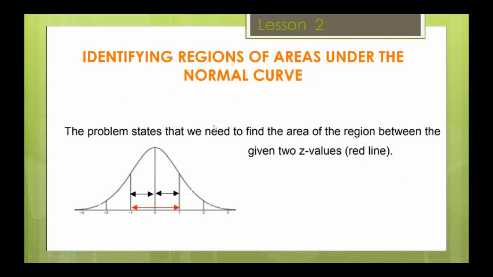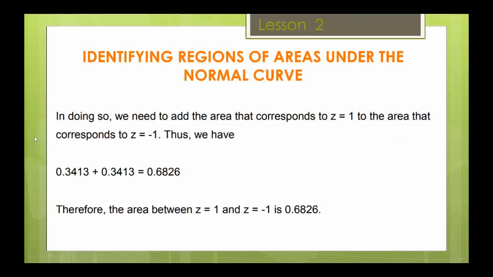Okay, so the problem states that we need to find the area of the region between the given two values: z is equal to negative 1 and z is equal to positive 1. So from negative 1 to positive 1, that is our area. Since the values are the same, it is 0.3413 plus 0.3413, for z is equal to negative 1 and z is equal to positive 1. When we add them, we get 0.6826. So the area between z is equal to 1 and z is equal to negative 1 is 0.6826. That is all we need to do.